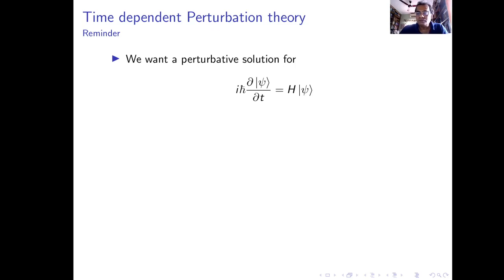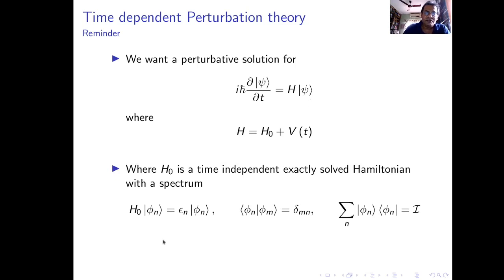So just to remind you, what we are looking for is a perturbative solution for the time-dependent Schrodinger equation, i h cross del psi del t equals H psi, where H, the Hamiltonian, is of the form H0 plus V of t, where H0 is the large, for the time being time-independent part of the Hamiltonian, which is exactly solved. What that means is we know its eigenvalues and eigenkets precisely, and in fact we know all of these epsilon n and the kets phi n.